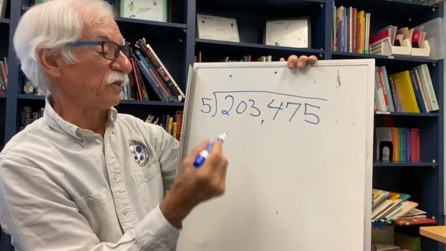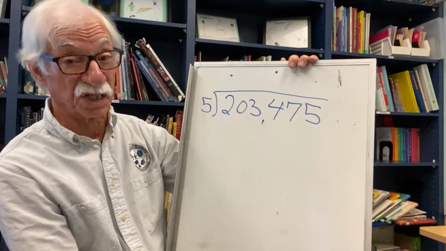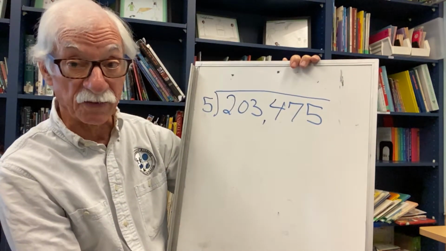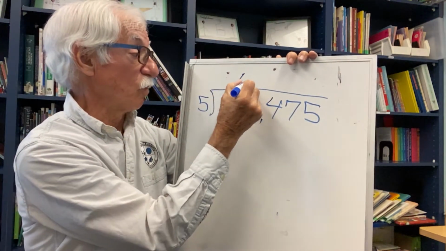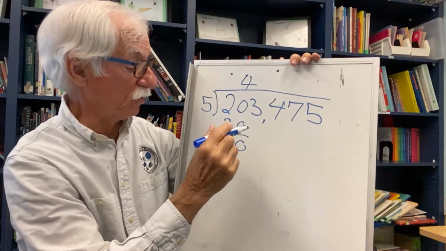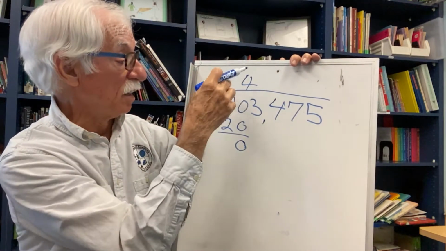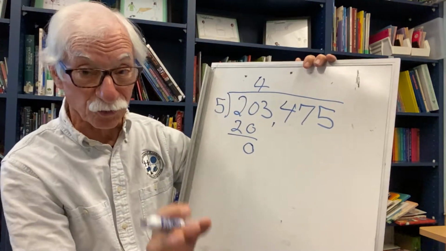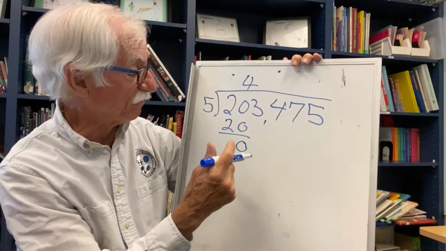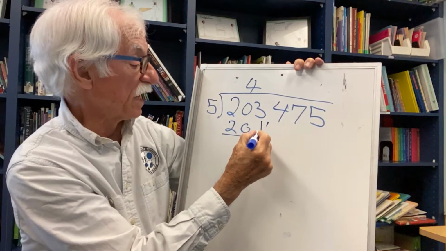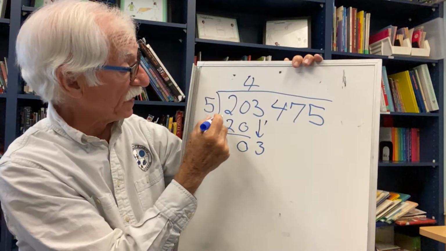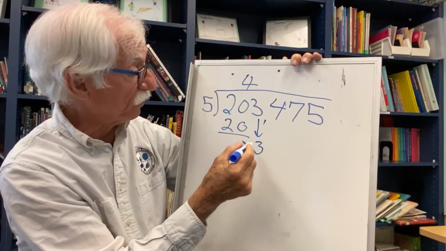Well, how many groups of 5 are there in the 2 in the 100,000 place? None. But how many groups of 5 are there in the 20 in the 10,000 place? Well, we know there's 4, aren't there? 4 times 5 is 20. So I've taken care of 40,000 of those bulbs that'll go in the bags. Bring down my 3 in the thousands place. How many groups of 5 are there in 3?